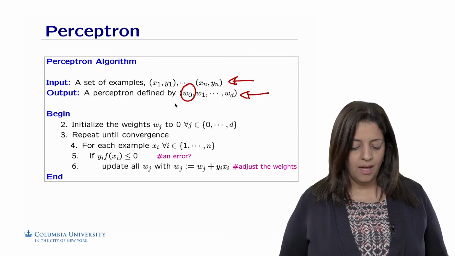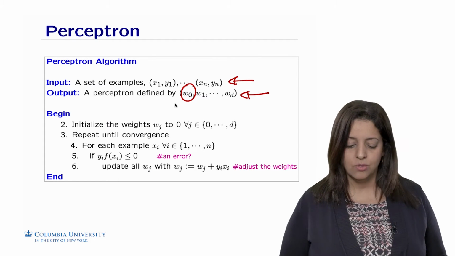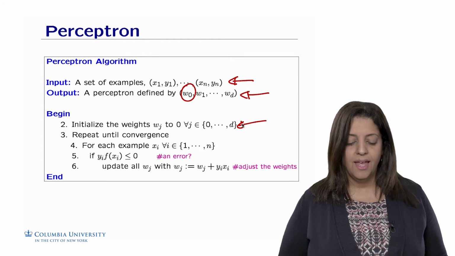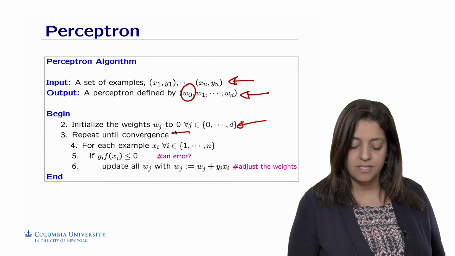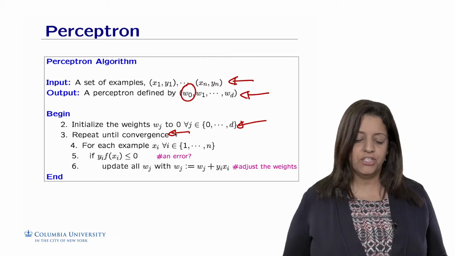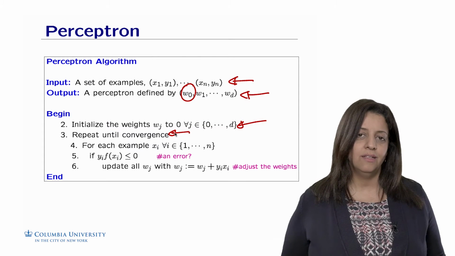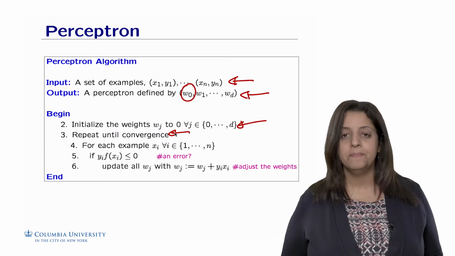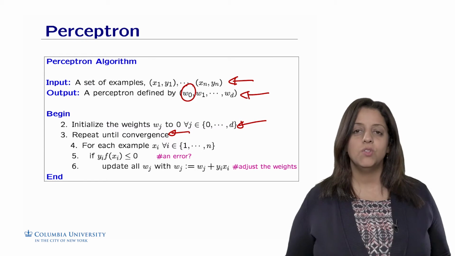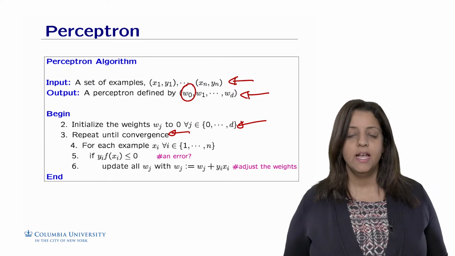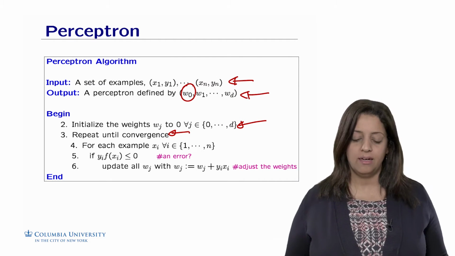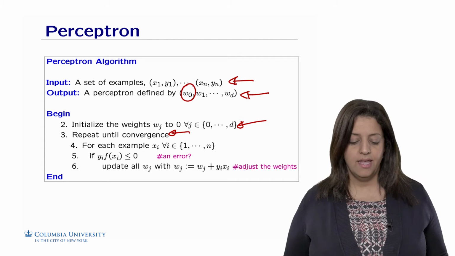The algorithm starts by initializing the weights to 0. So the weights of all the features will be set to 0. And it will repeat until convergence. Repeat what? Check for each example how the current model, or the current weights that define the hyperplane, are doing on each example. So we're going to go through all the examples, and for each example, we check whether the current model, the current weights, are classifying or misclassifying the example.